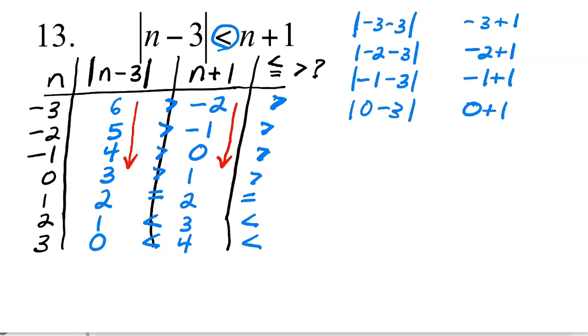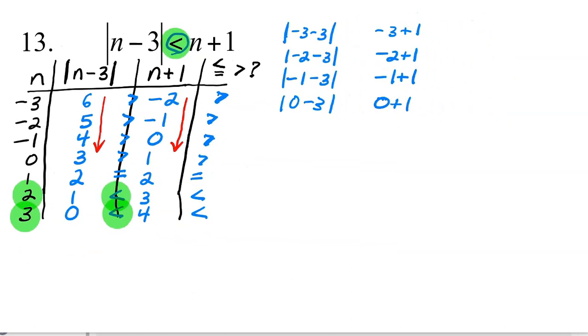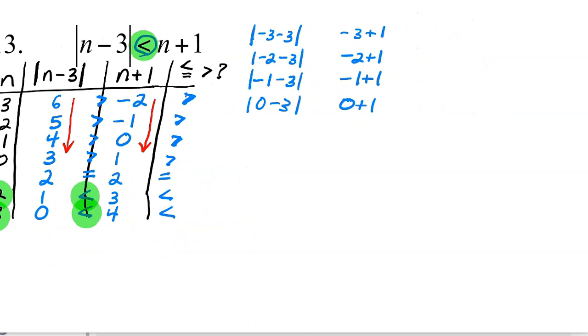So it looks like our answer of when the left side is less than the right side is for this value, and for this value we have less thans. So it looks like our answer is going to be n's have to be 2 or greater. So how do we do this algebraically? Well, we do it similarly.